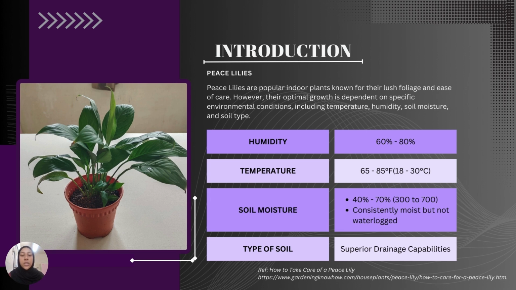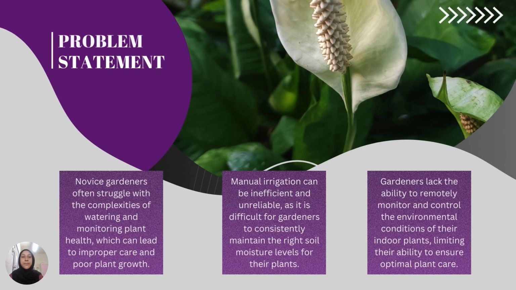For soil moisture, it is around 40% to 70%, which if we convert into ADC value, analog to digital conversion, is around 300 to 700. By the naked eye, the soil should be moist but not waterlogged. For type of soil, it is favorable to have superior drainage capabilities.